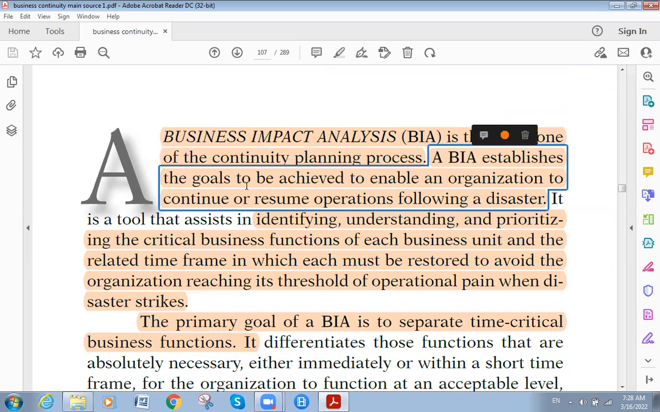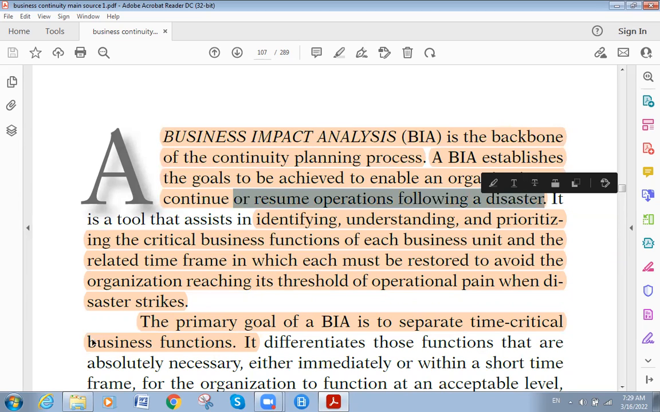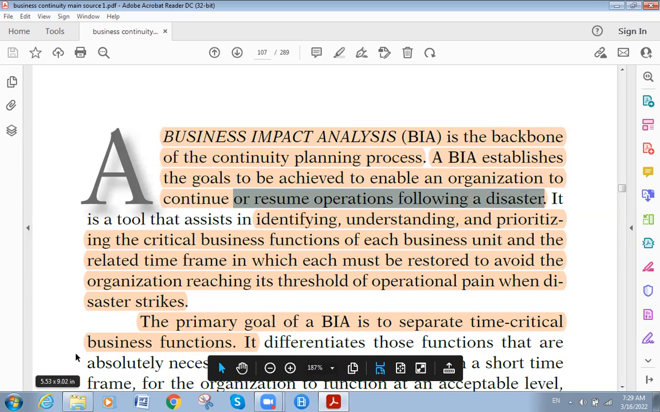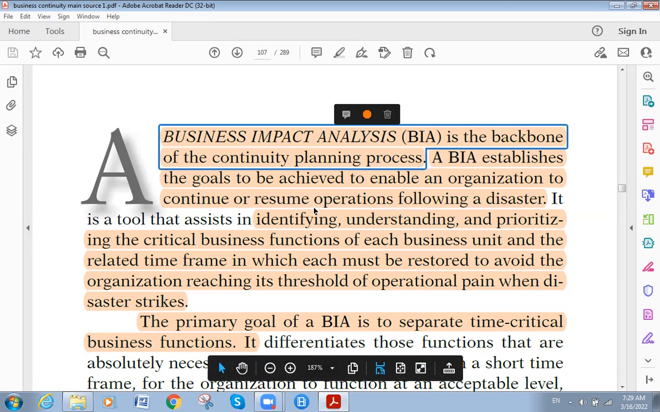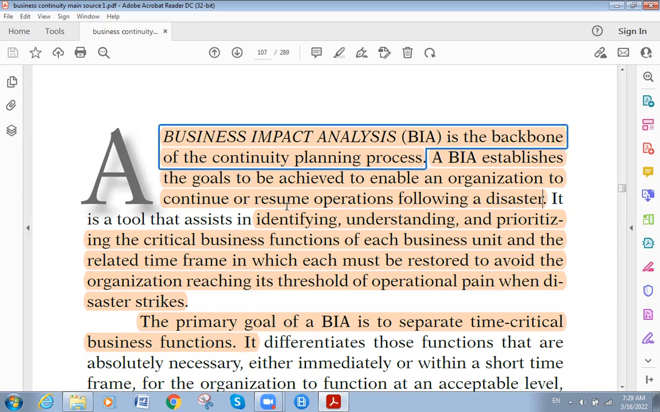Business impact analysis establishes the goals to be achieved to enable an organization to continue or resume operation following a disaster. So, like business continuity, the core of business continuity is the business impact analysis. Without a business impact analysis, there is no business continuity.